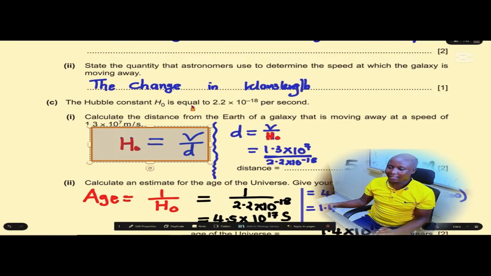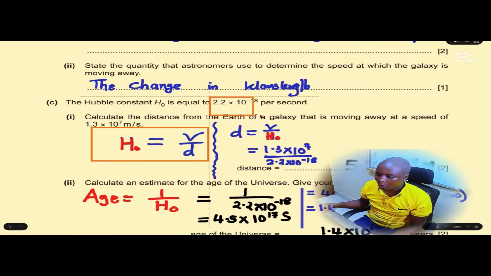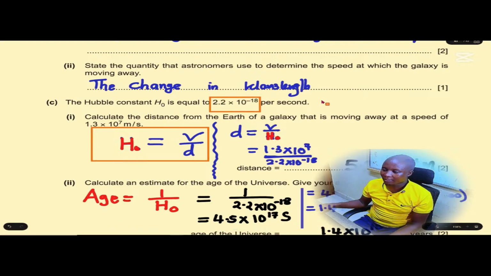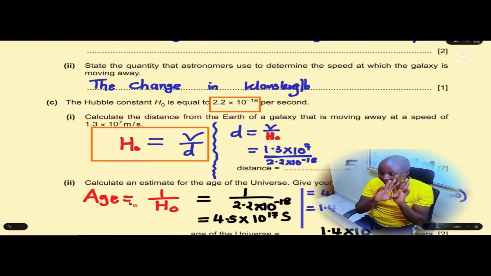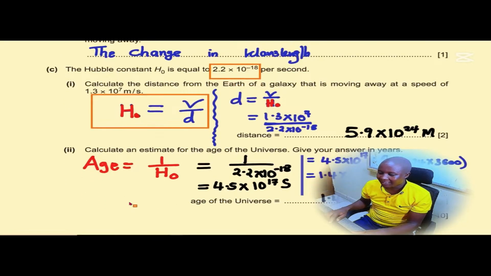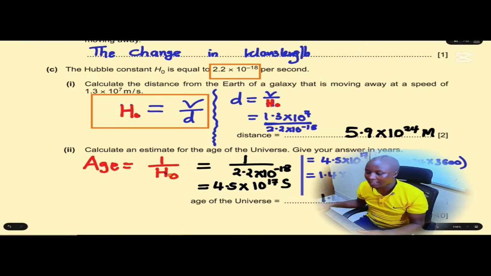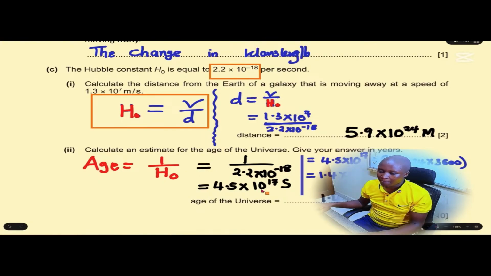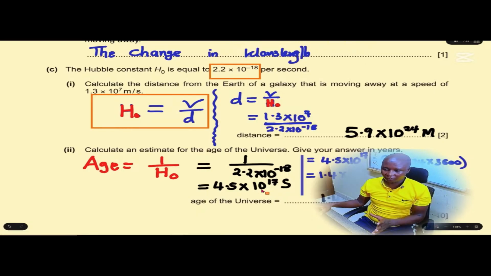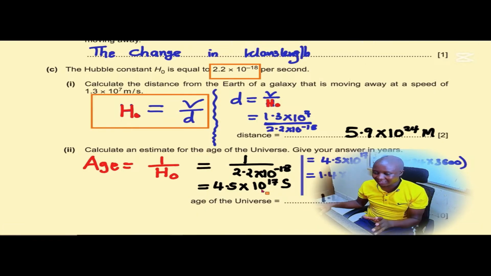So you need to understand Hubble's constant is 2.2 times 10 raised to the power negative 18. And using this, we can also determine the age of the universe. I believe you may be asked questions calculating the age of the universe. Anytime you are asked a question like that, remember the age of the universe is 1 over Hubble's constant, which is 1 over 2.2 times 10 raised to the power negative 18. If you work it out, you are going to get 4.5 times 10 raised to the power 17 seconds.